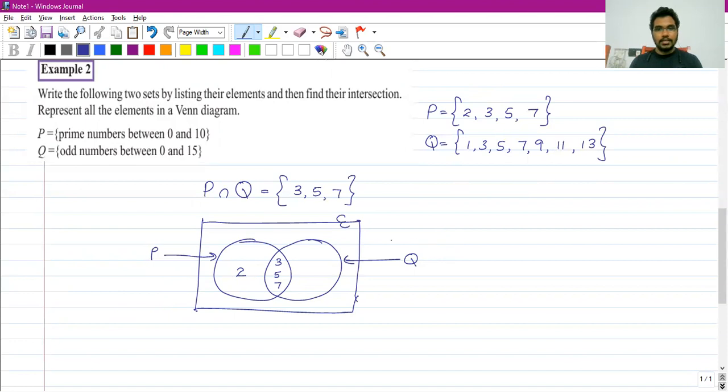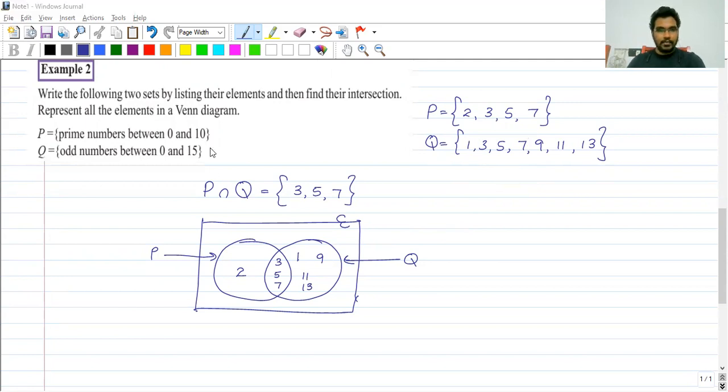When we consider this circle of Q, the set of Q, 3, 5, 7 is already given. Here 3, 5 is already given. So you have to write the other values 1, 9, 11 and 30. So this is how we can denote this in a Venn diagram. So I think you can understand it well. So shall we see what we can do next?